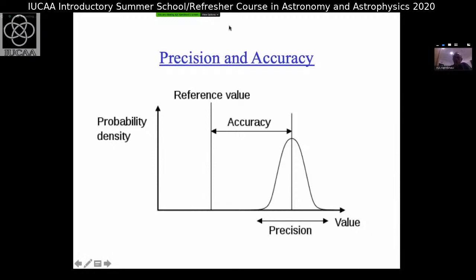So these two terms are precision and accuracy. What do I mean by that? Let us suppose that I'm trying to measure a quantity here, just a one-dimensional quantity. And let us say that this is the reference value. Reference value meaning I know that this particular quantity has a certain value.